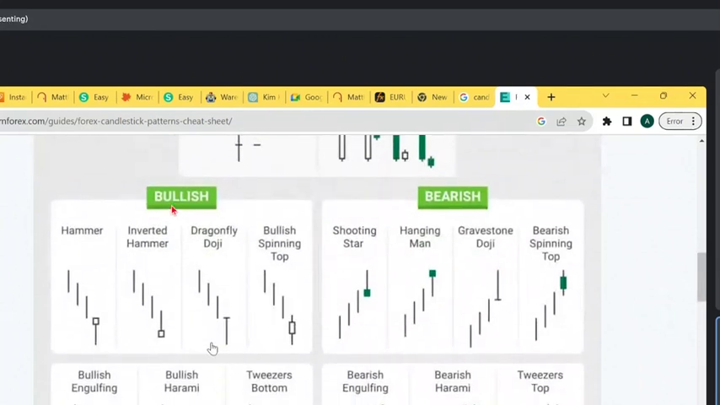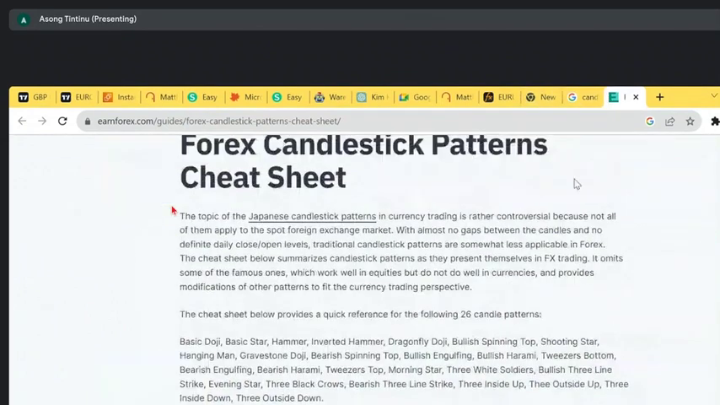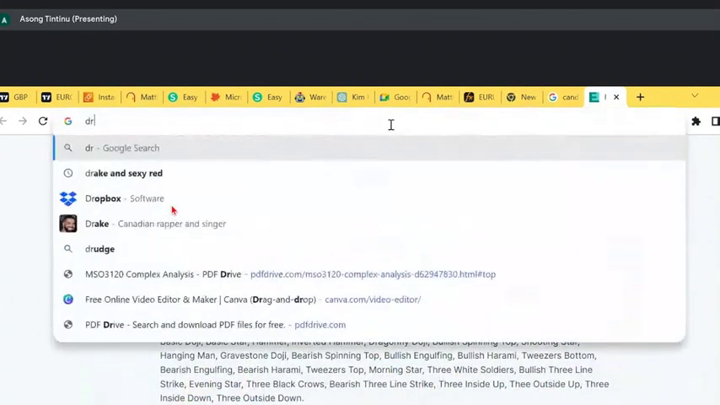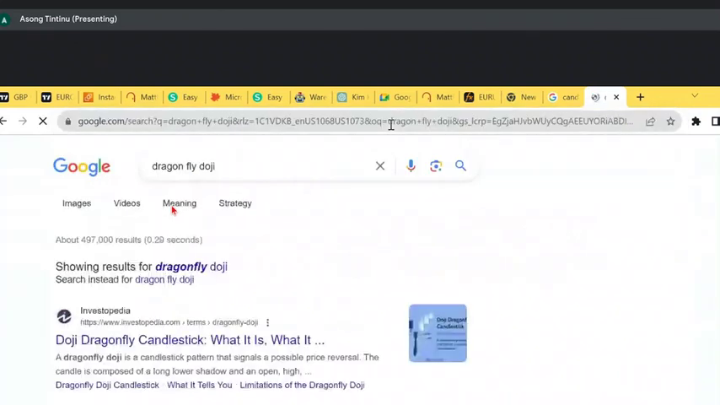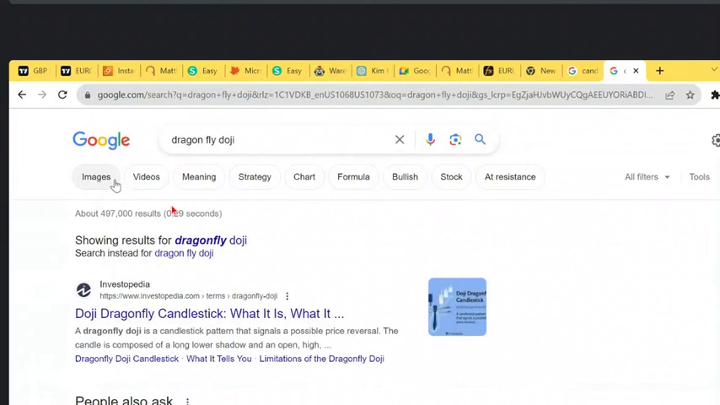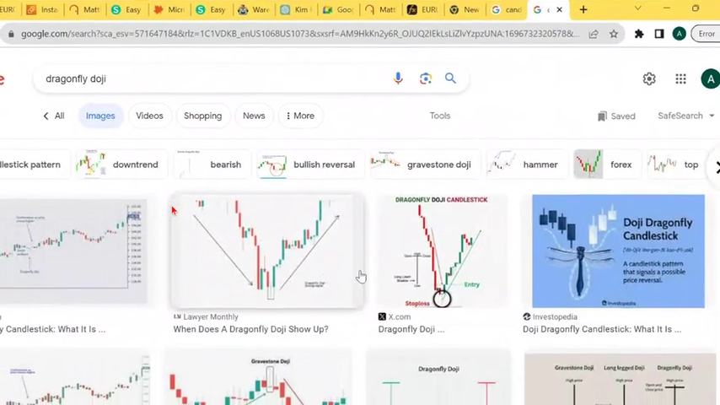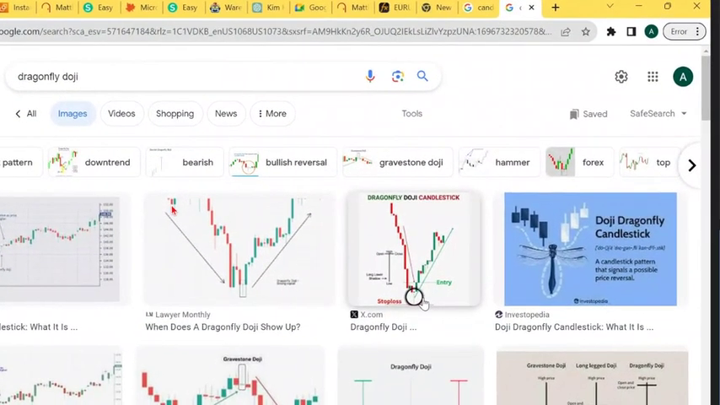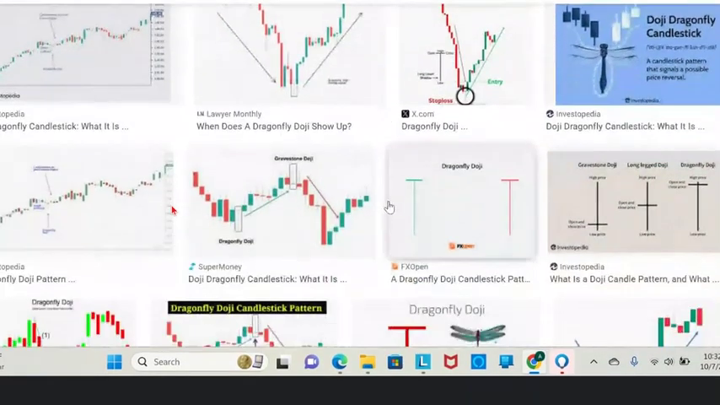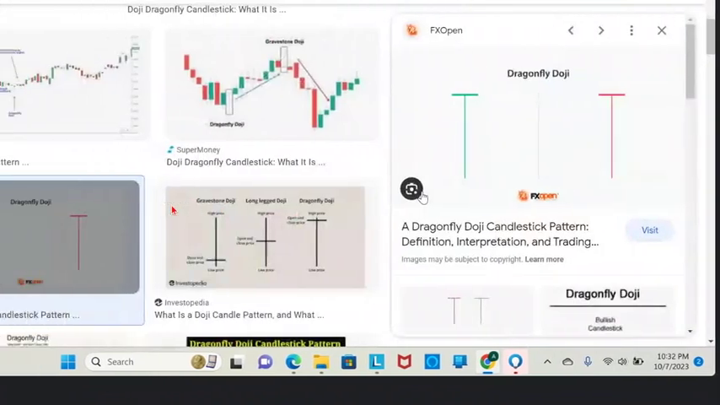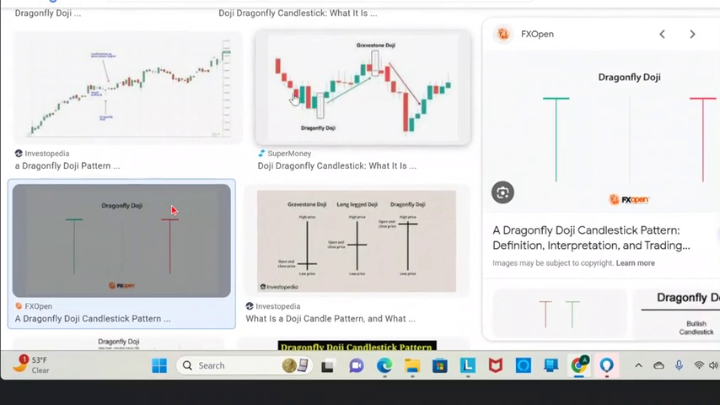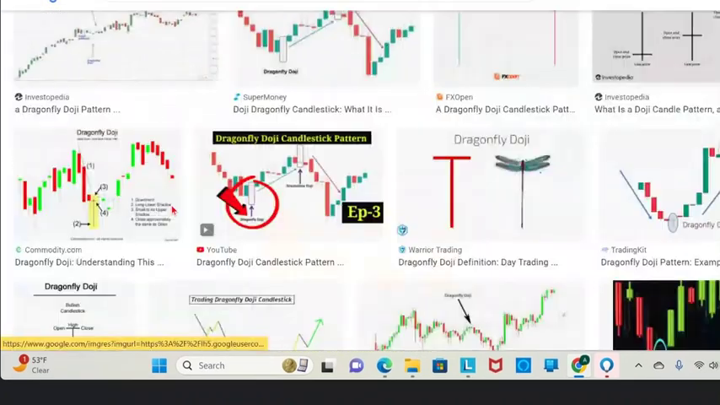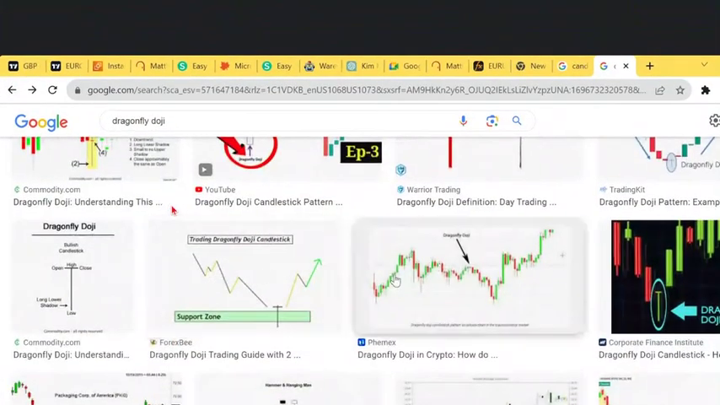Actually, type in Dragonfly Doji on Google. Type in Dragonfly Doji. Exactly. Candlestick. Now click on images. Okay, so yeah, but see, it's not showing the next price action. I actually have the chart that shows it. I just don't feel like trying to find it. But it predicts the next price action usually.